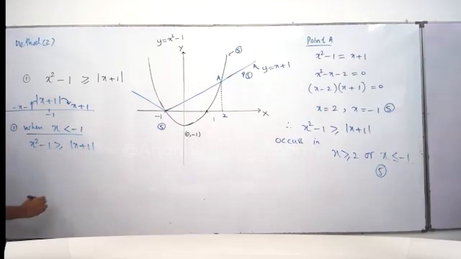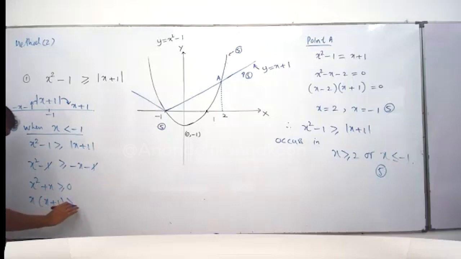On the left of minus 1, mod x plus 1 takes this. Therefore, in this place I have to replace it by minus 6 minus 1, x squared minus 1. Then you can take this minus 1 to the right hand side, and with this we can cancel down and bring this side: x squared plus x greater than or equal to 0. Now take x out: x into x plus 1 greater than or equal to 0.